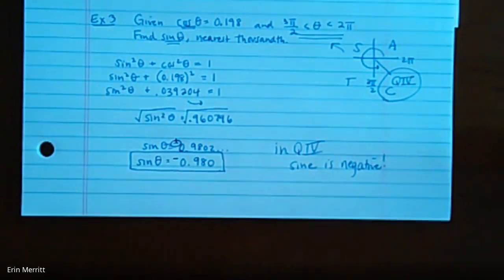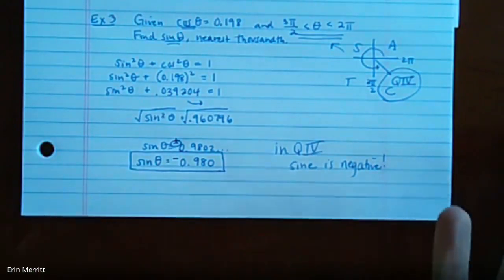Okay. So in lieu of a set of written directions, the idea is you can use this when you are given sine and ask for cosine or vice versa: plug in, solve the equation, determine the sign.